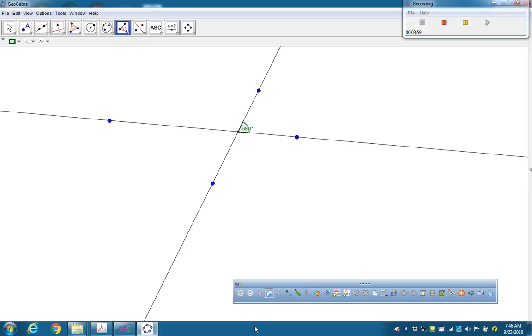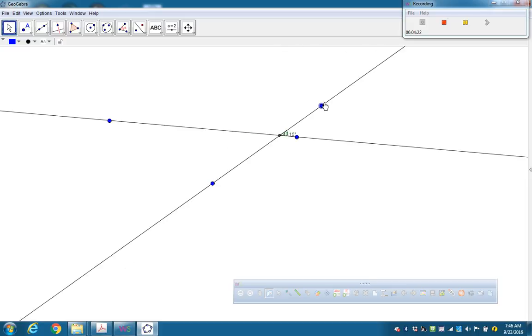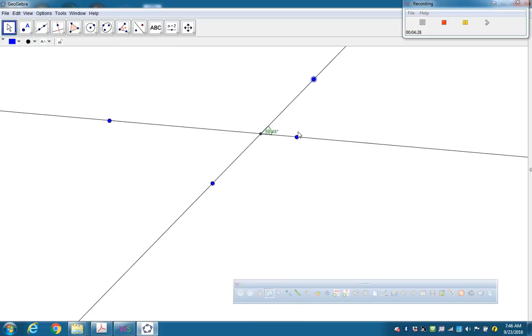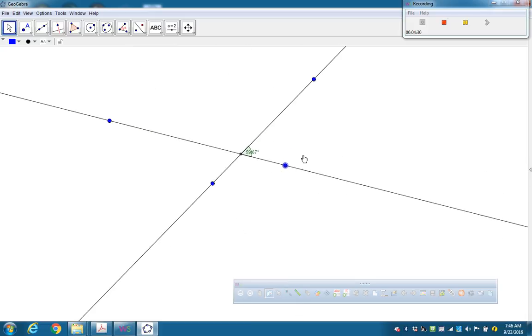Do you guys get it? So you want to measure this angle here, not the reflex angle, which would be the big angle outside. You just want to measure this angle right here. And if you drag your cursor around, drag your points around, that angle changes, right? See that? Isn't that cool? Okay. So that angle changes.